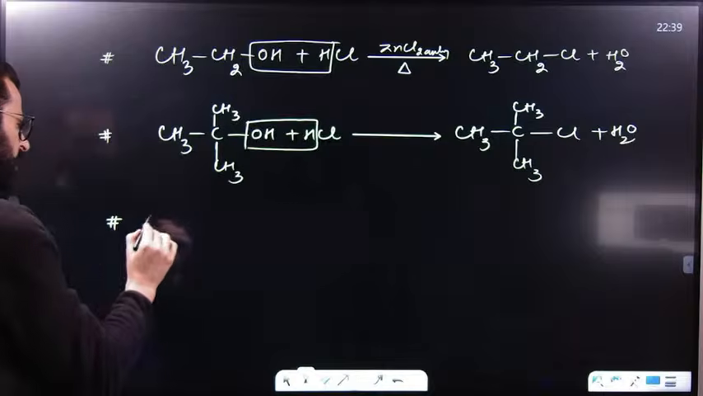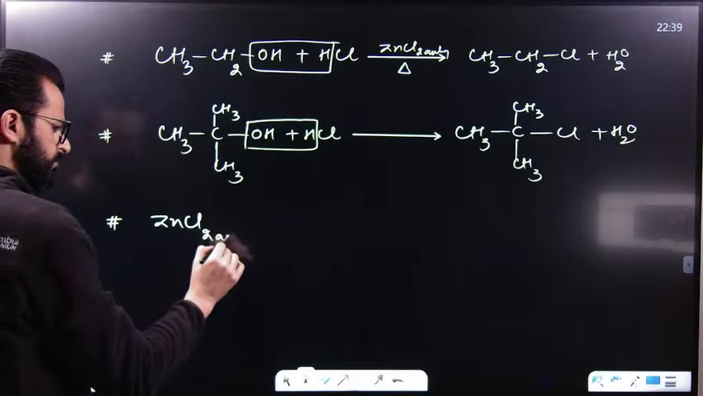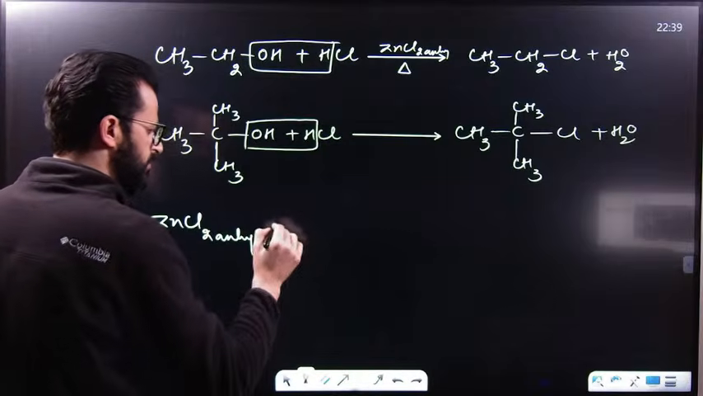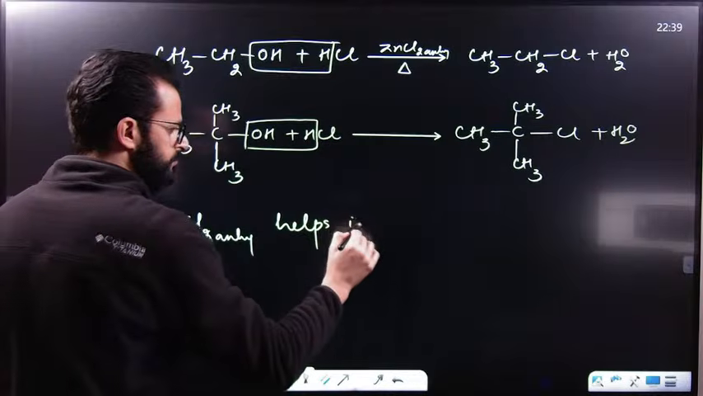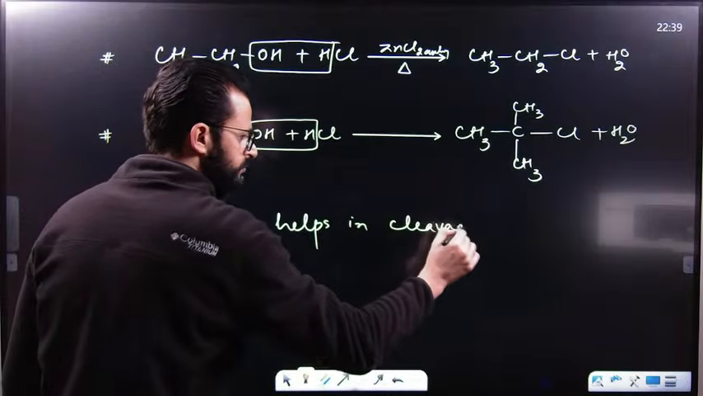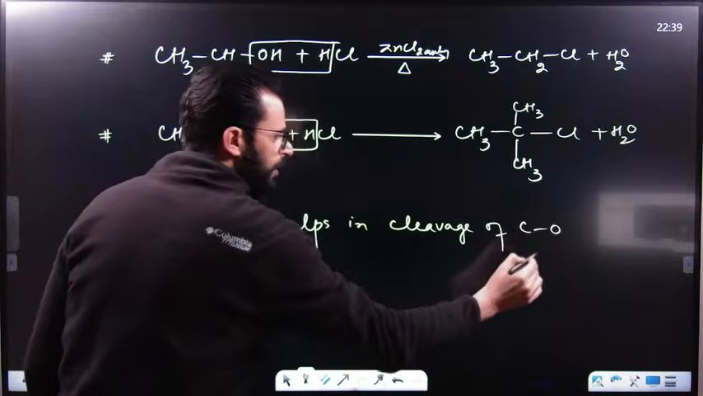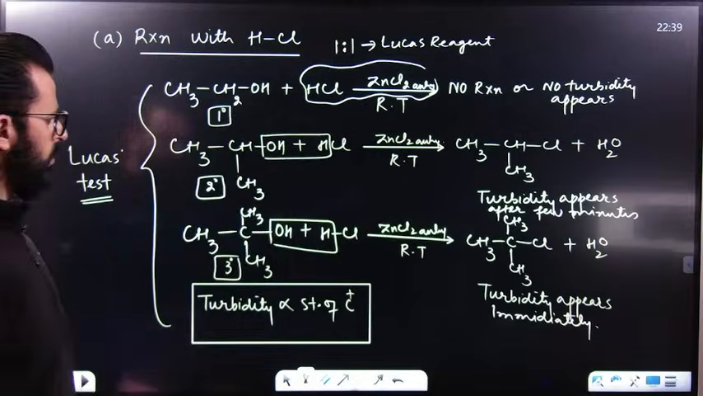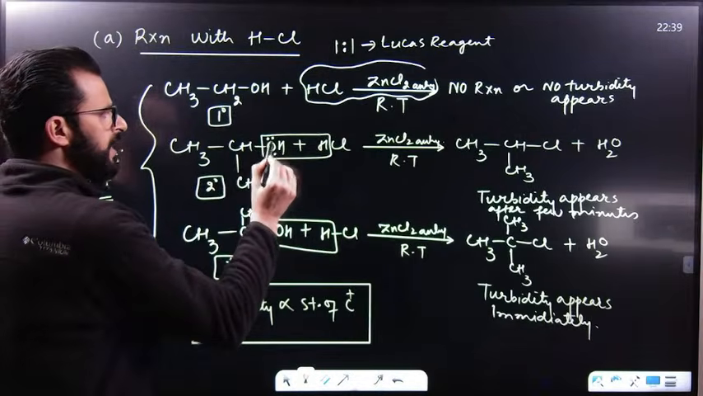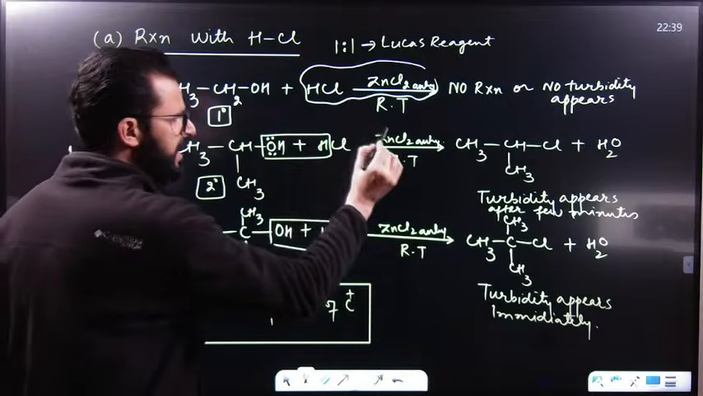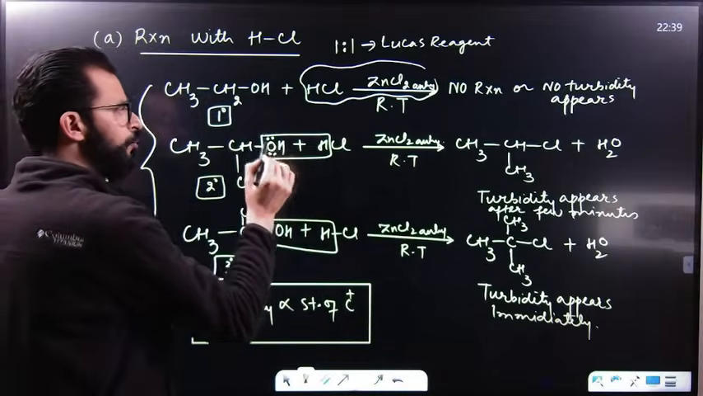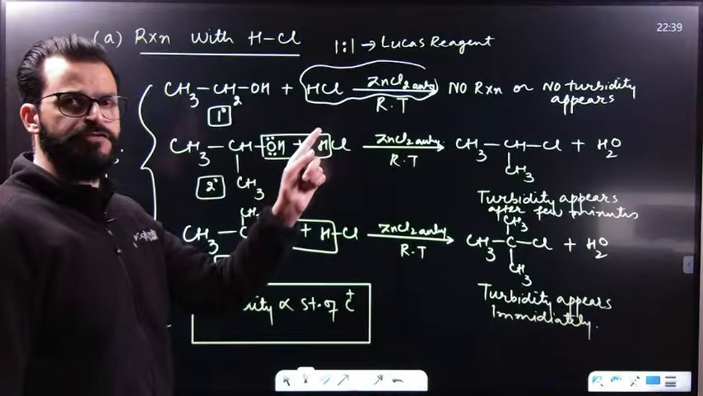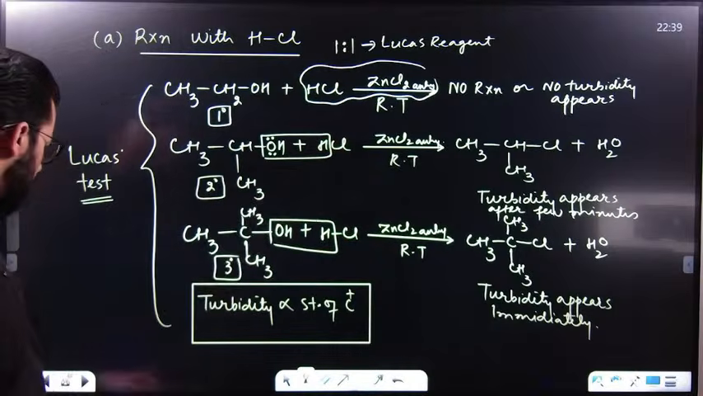Remember, anhydrous zinc chloride basically helps in cleavage of the C-O bond. Have a look. This lone pair can attack this Lewis acid. When it attacks the Lewis acid, oxygen will acquire a positive charge. More positive charge on oxygen means this bond will break easily, because it will withdraw electrons from carbon and will leave. That means it helps in cleavage of the C-O bond.